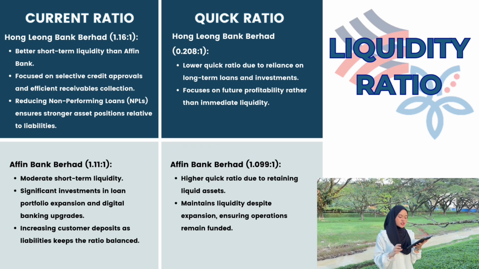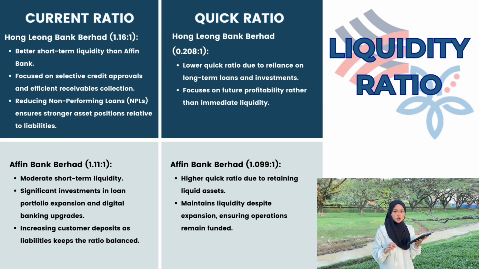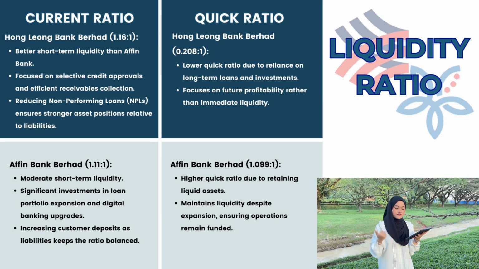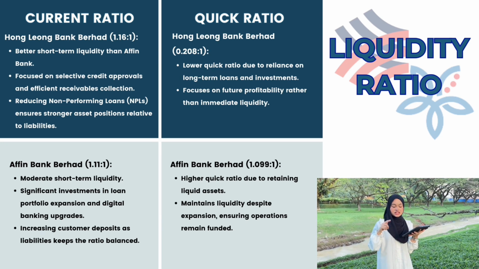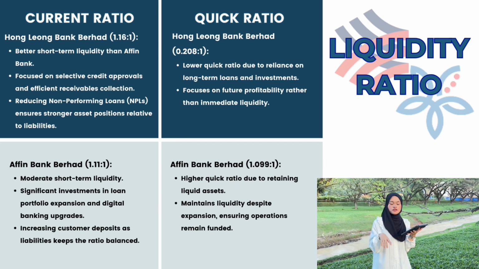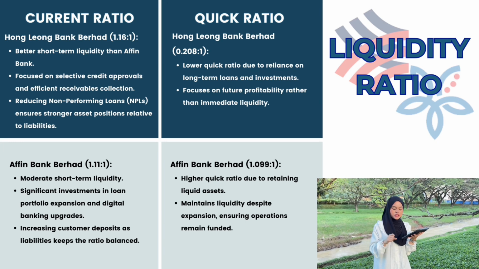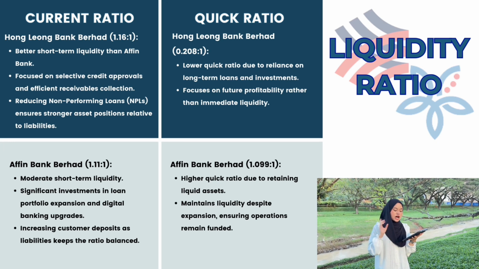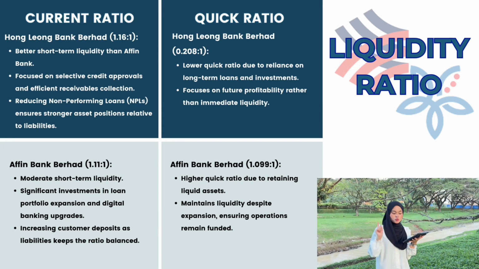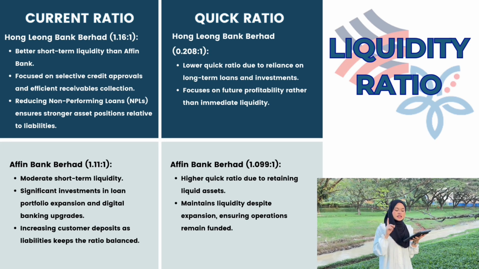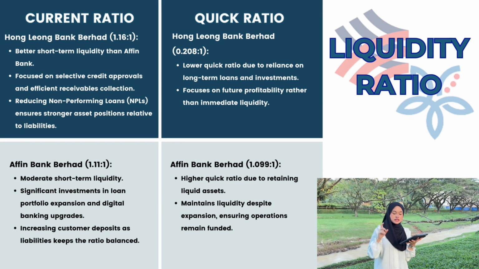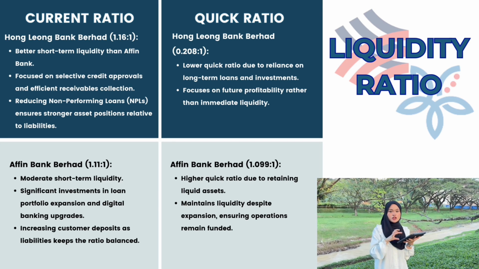And next, for quick ratio, Hong Leong Bank's quick ratio was 0.20821, reflecting reliance on long-term loans and investments. Although this limited immediate cash availability, it supported future profitability for the company. In contrast, Affin Bank had a quick ratio of 1.09921, indicating a higher level of liquid assets. This shows its focus on maintaining cash reserves despite the expansion of the company.